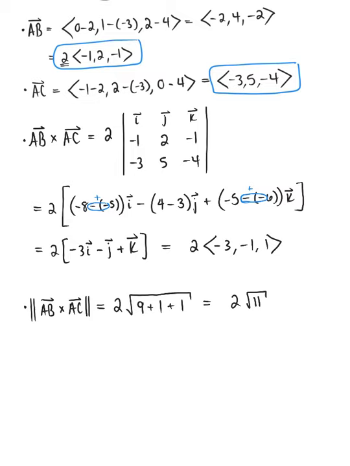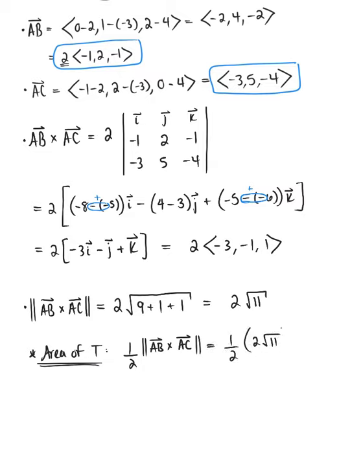Now just be careful here. This is the area of the parallelogram, but we want the area of the triangle. So the area of the triangle is going to be 1/2 multiplied by the area of the full parallelogram, or multiplied by the magnitude of the cross product of vector AB with vector AC. So we have 1/2 multiplied by 2 times the square root of 11, and those 2's cancel each other right out. And so therefore, the area of this triangle is the square root of 11 square units. And this is our beautiful final answer.